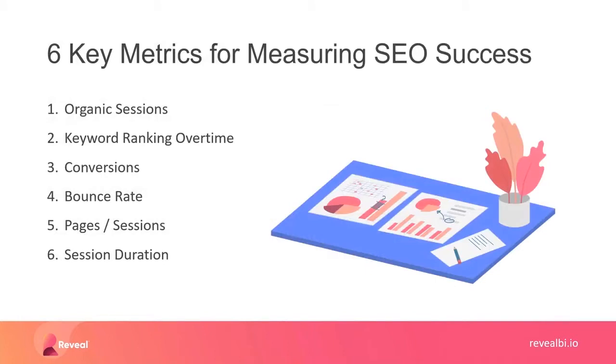There are 6 metrics for measuring SEO success: organic sessions, keyword ranking over time, conversions, bounce rates, pages per session, and session duration. Just a little tip: we spend a lot of time on this at Infragistics. Casey's an expert at it. We hire experts at it. You need to have someone on your team who is very analytical and who can dig into the numbers to really understand what's going on.